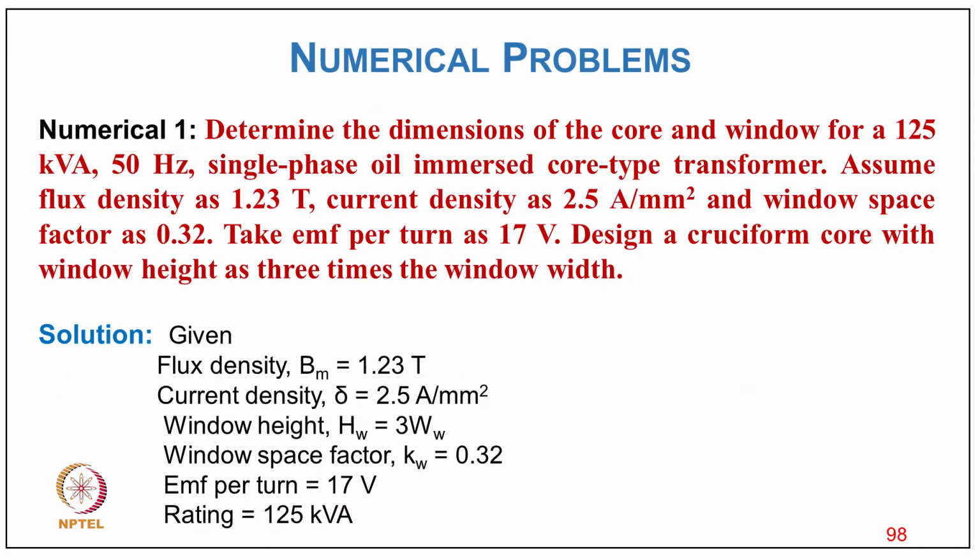Now coming to the solved numerical problems. We start with the first numerical problem. Determine the dimensions of core and window for a 125 kVA, 50 hertz single phase oil immersed core type transformer. Assume flux density as 1.23 Tesla, current density of 2.5 ampere per millimeter square, and window space factor of 0.32. Take EMF per turn as 17 volt and design the cruciform core with the window height as 3 times the window width. The flux density is given here as 1.23 Tesla, current density delta is 2.5 ampere per millimeter square, height of the window is 3 times the width of the window, window space factor is 0.32, EMF per turn is 17, and kVA rating is given.